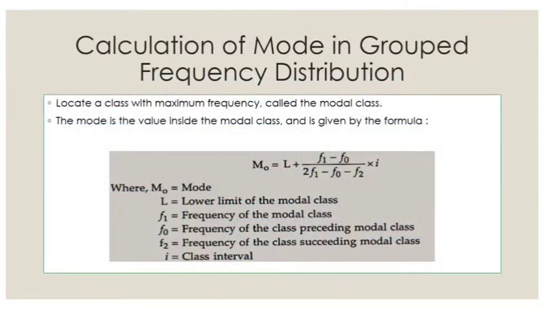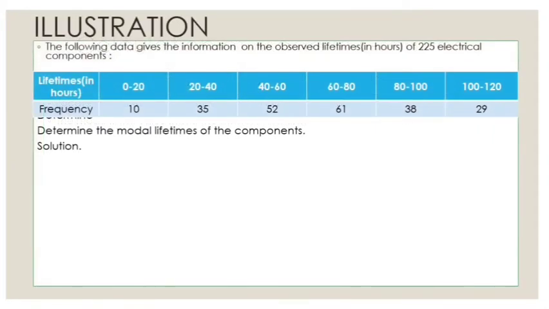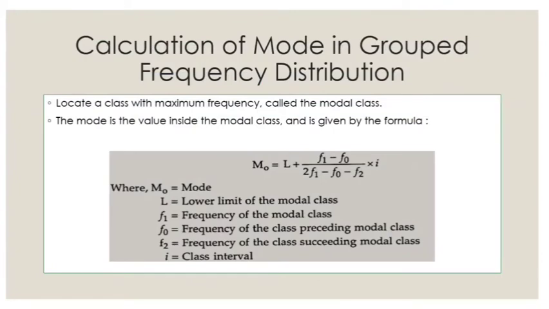Now how to calculate the mode in any grouped frequency distribution. As you all know, this is the example of a grouped frequency distribution in which intervals and frequencies are provided to us. So how to calculate it? First, we'll locate the class with maximum frequency, called the modal class. The mode is the value inside the modal class and is given by this formula, that is, M0 is equal to capital L plus (f1 minus f0) upon (2f1 minus f0 minus f2) into h, where L is the lower limit of the modal class.